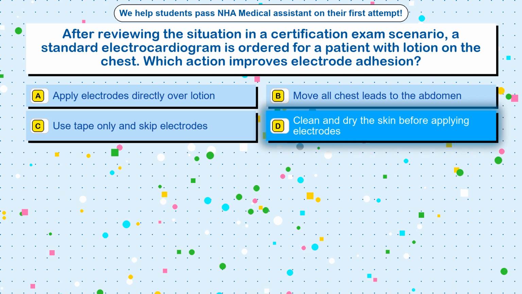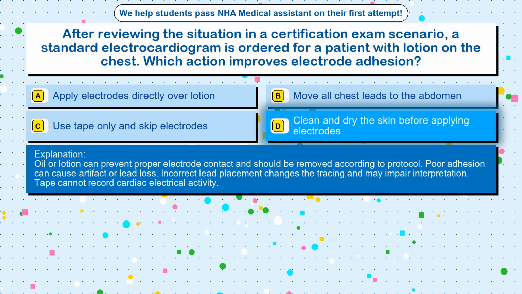The correct answer is option D. Clean and dry the skin before applying electrodes. Oil or lotion can prevent proper electrode contact and should be removed according to protocol. Poor adhesion can cause artifact or lead loss. Incorrect lead placement changes the tracing and may impair interpretation. Tape cannot record cardiac electrical activity.